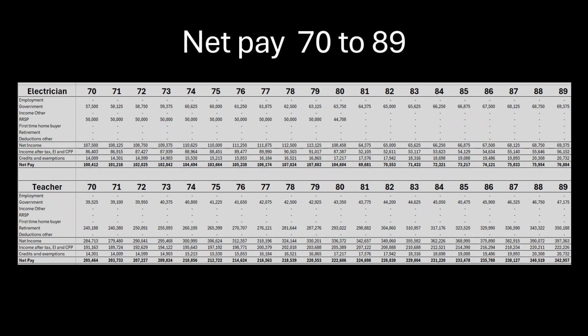From ages 70 through 89, the retirement plan enters a period of long-term stability. The combination of the teacher's defined benefit pension and the electrician's structured RRSP withdrawals provides a consistent and reliable income stream throughout these years. These sources, supplemented by earlier TFSA planning, are sufficient to cover all projected living expenses without requiring any drawdown of core investment capital beyond the planned RRSP strategy.